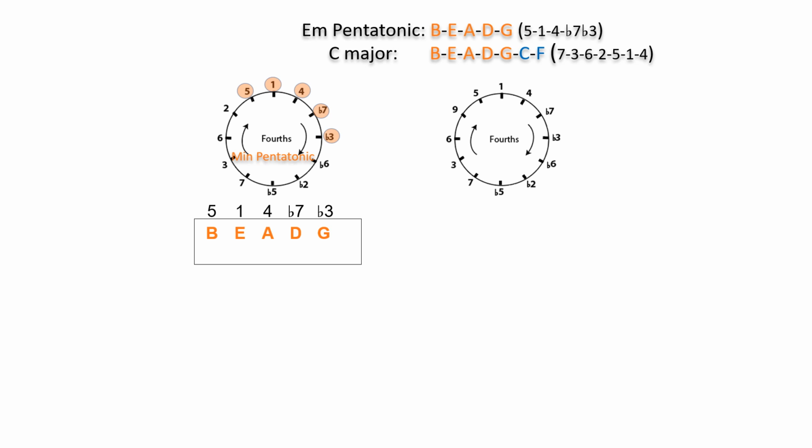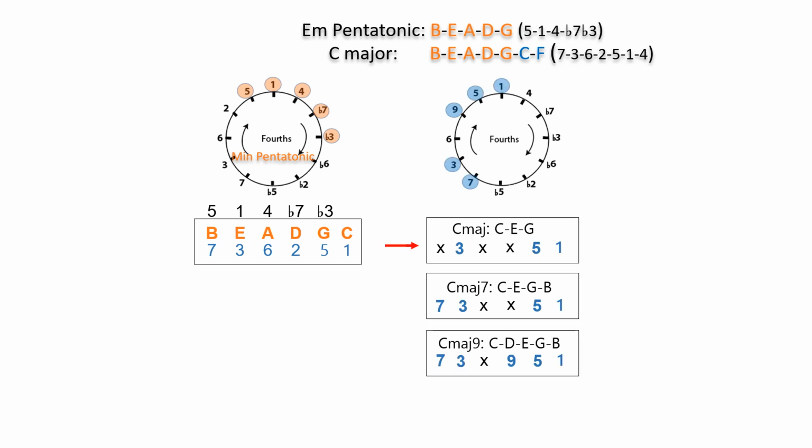The C major scale, which contains all the notes of E minor pentatonic, along with C and F, offers additional chord options. These include C major triad, C major 7, C major 9, and C major 6/9. E minor pentatonic starts on the third degree of C major, making these chords compatible with the scale.